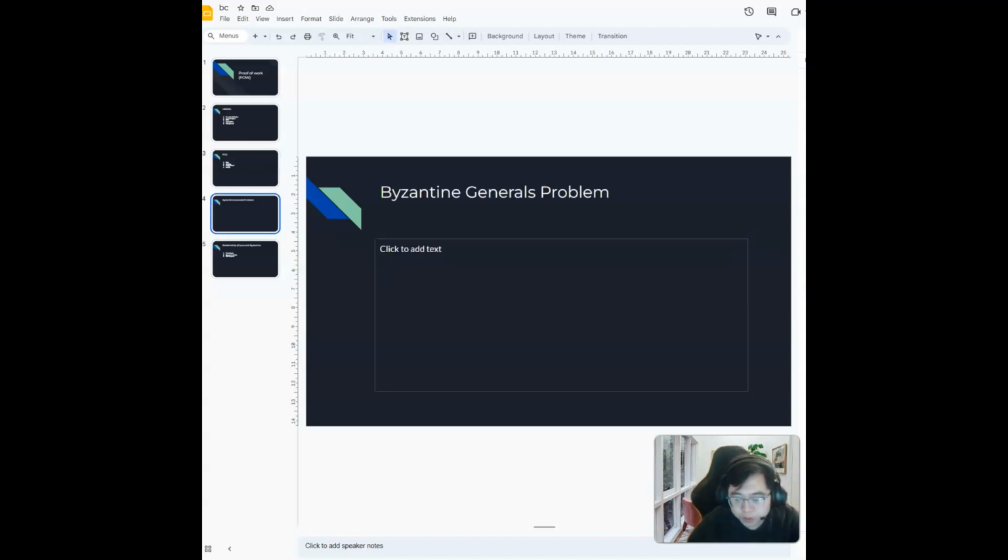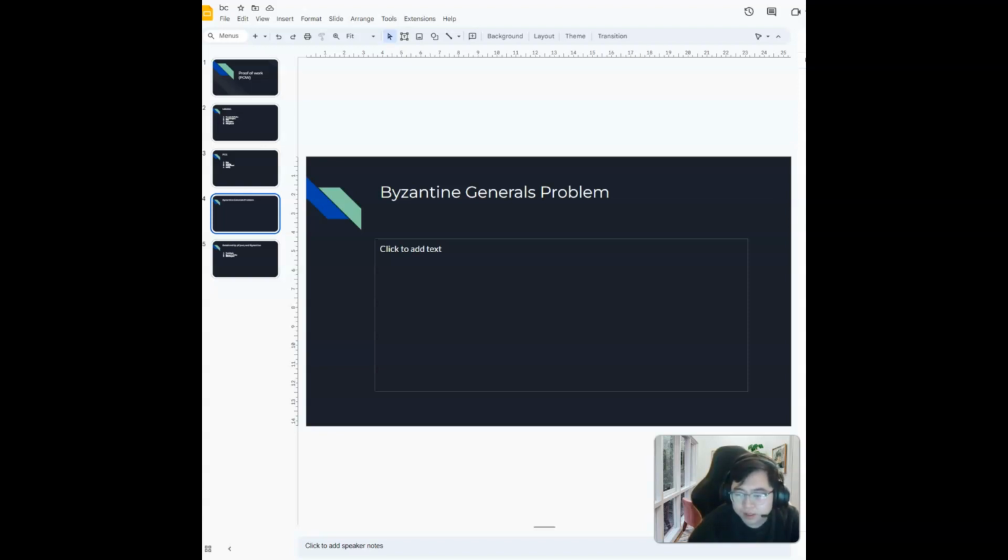Byzantine general's problem. The Byzantine general's problem is a classic problem in computer science and distributed computing, which illustrates the difficulties that decentralized networks face when attempting to reach consensus in the presence of potentially untrustworthy nodes, or generals in the metaphor.